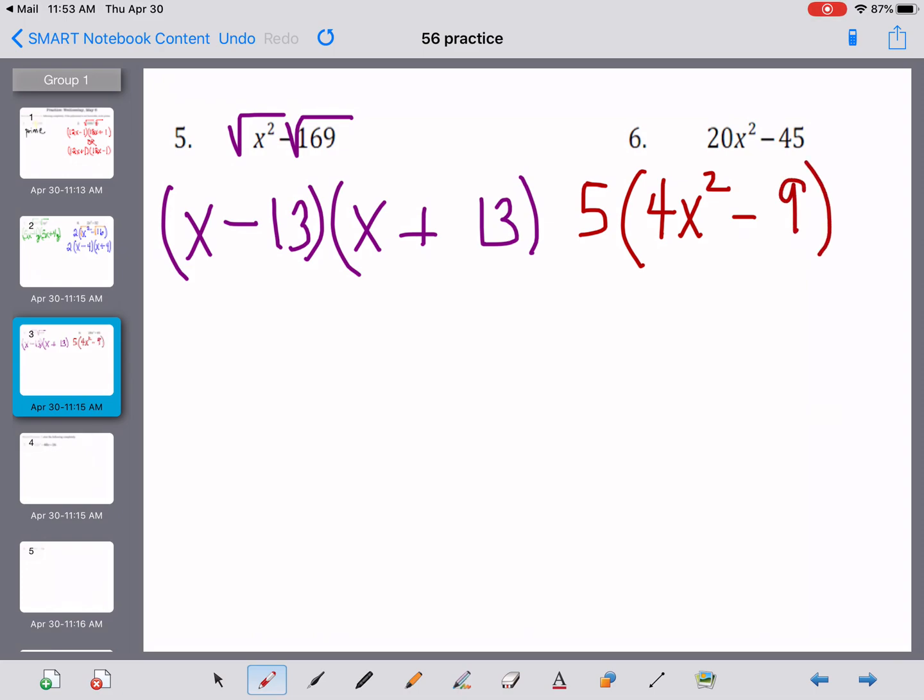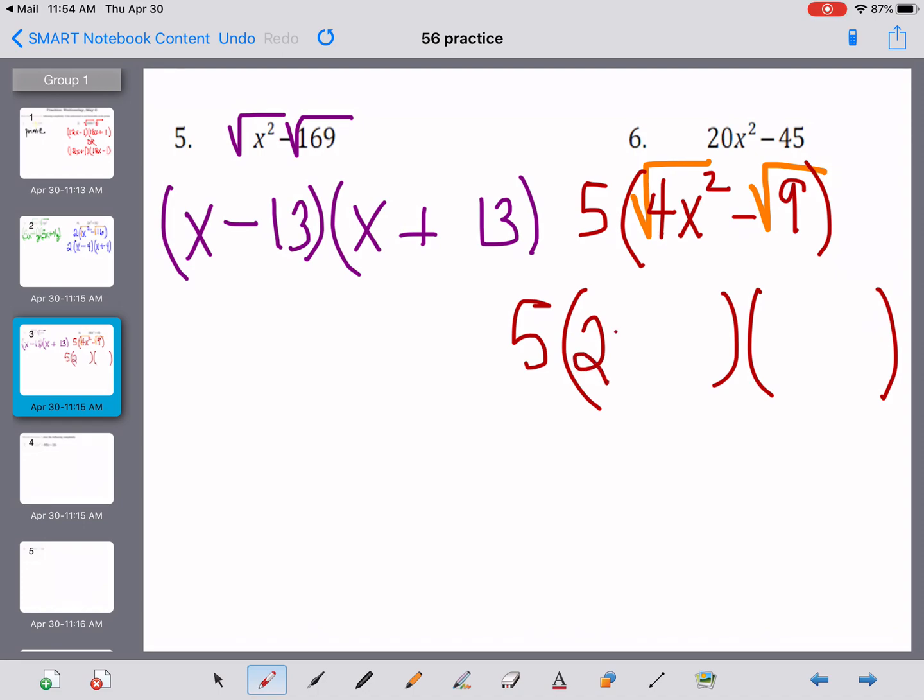And now again, we have it in a format so that we could do the difference of squares. We're going to take the square root of those two terms. The 5 is a factor, and we'll write our two parentheses. The square root of 4 is 2. The square root of x squared is x. Goes in both parentheses. Square root of 9 is 3. Goes in both parentheses. And there we've factored 20x squared minus 45.